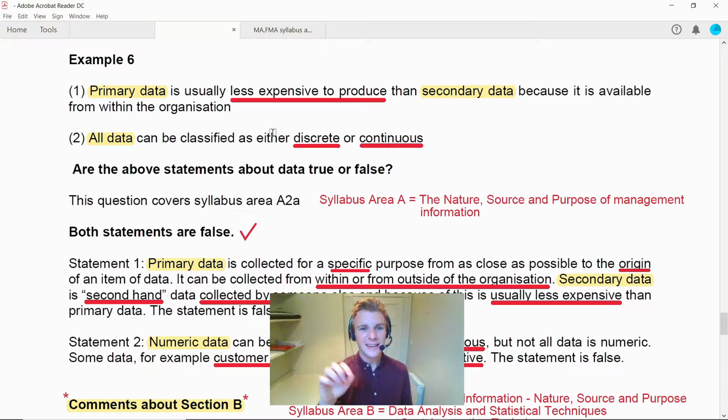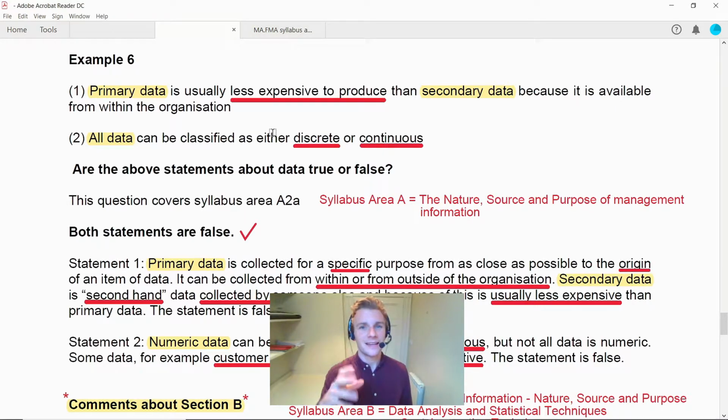Primary data is usually less expensive to produce than secondary data because it is available from within the organization. Number 2, all data can be classified as either discrete or continuous. Are the above statements about the data true or false? Okay, so we'll start off with where this relates to: syllabus area A, the nature, source and purpose of management information.